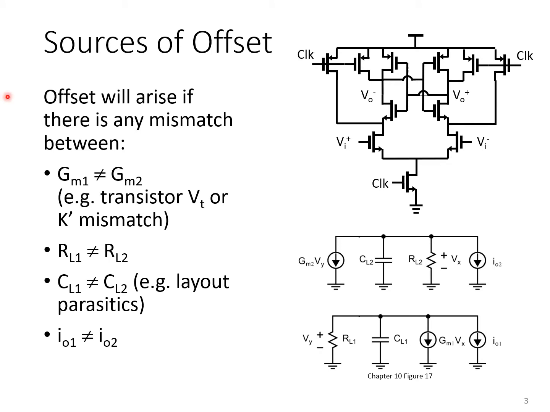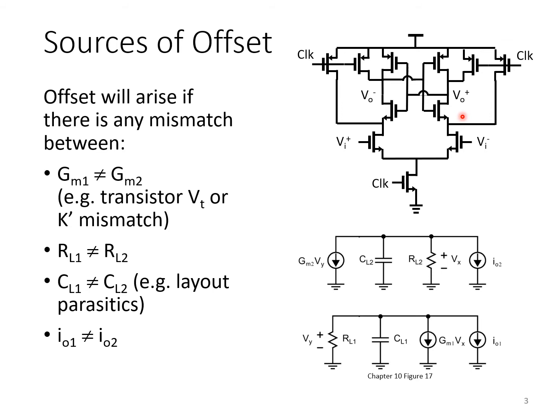Essentially, offset will arise if there's any mismatch between the two half circuits of the comparator. So the strong arm comparator is shown here as an example. Clearly, the circuit is intended to be symmetric here. There's the same number of transistor connections on both sides. Corresponding transistors in each half circuit should be sized identically, and good layout techniques used to try to match all parasitics at all of these internal nodes.